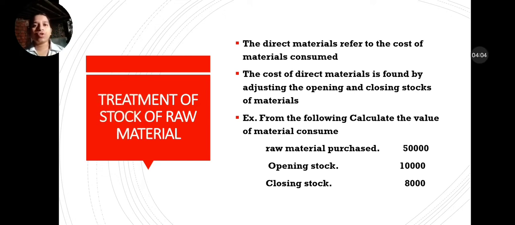Next is treatment of stock of raw material. The direct material refers to the cost of material consumed. The cost of direct material is found by adjusting the opening and closing stock of material. From the following, calculate the value of material consumed. This is the example. Here the raw material, opening stock and closing stock are given.